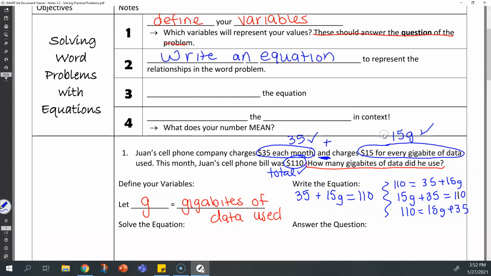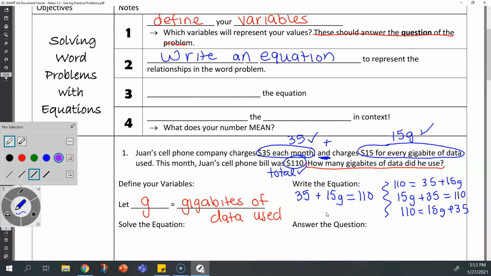The 15 should go with the G. At some point, that needs to be added to the 35, whether that's on this side. Is it 35 first, then 15? That part doesn't matter as much as making sure that the relationships, the 15 times the G, the 35 plus that term, is being represented appropriately. Okay, so any of these equations is okay. I'm just going to solve one of them. So once I've written my equation, now it's time to solve.